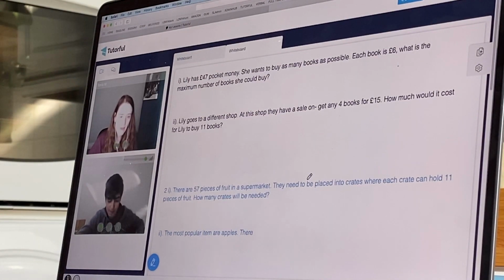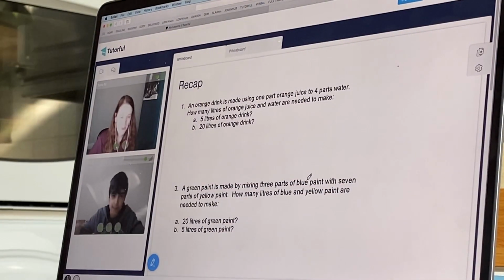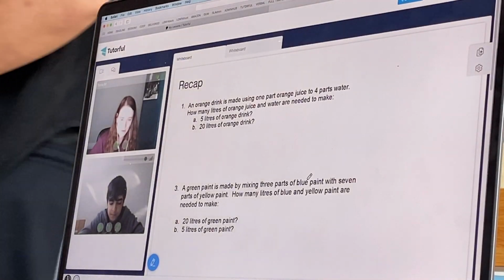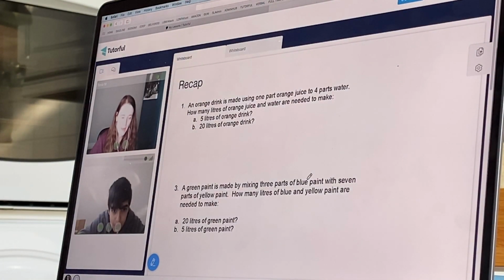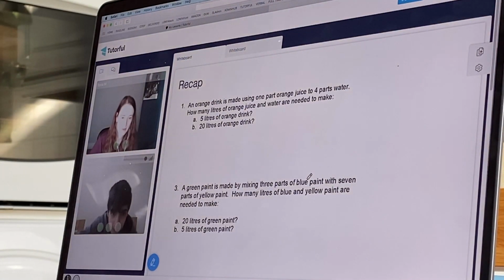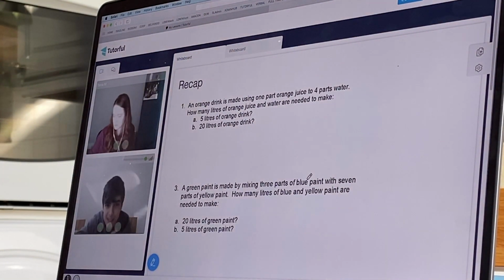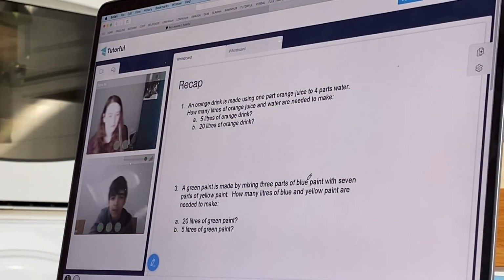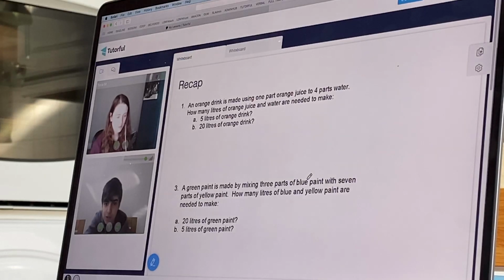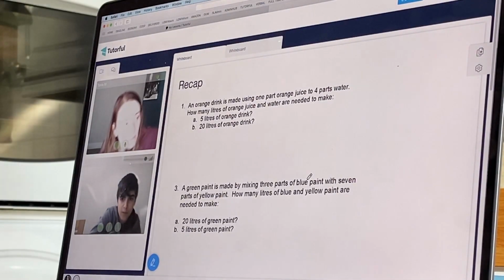To start off with, we'll begin with some hopefully straightforward ones. An orange drink is made using 1 part orange juice to 4 parts water. How many liters of orange juice and water are needed to make 5 liters?